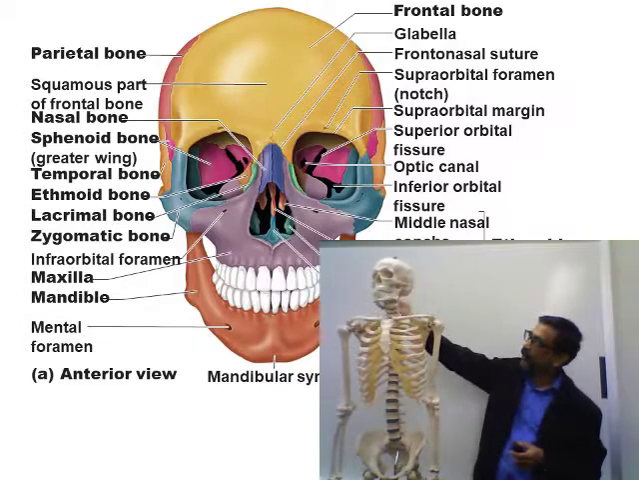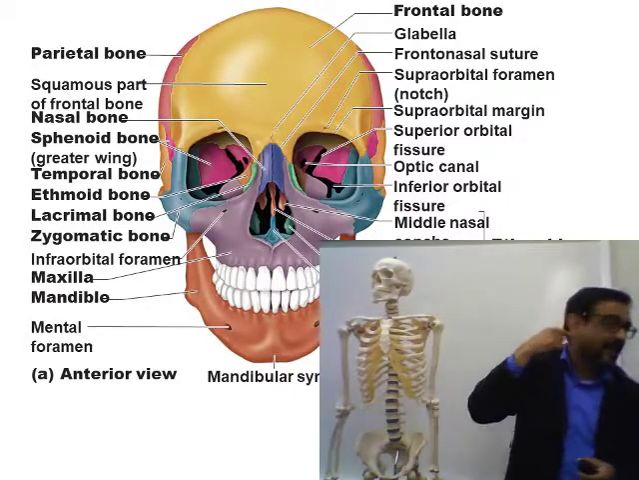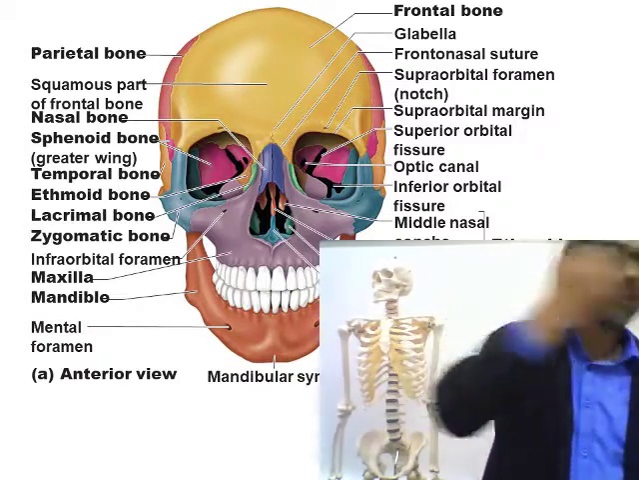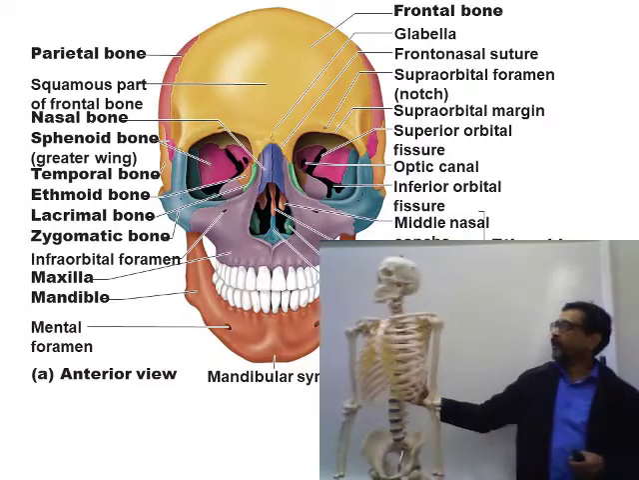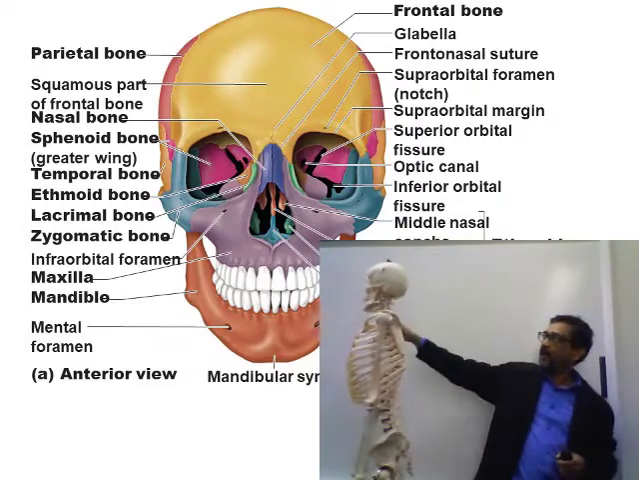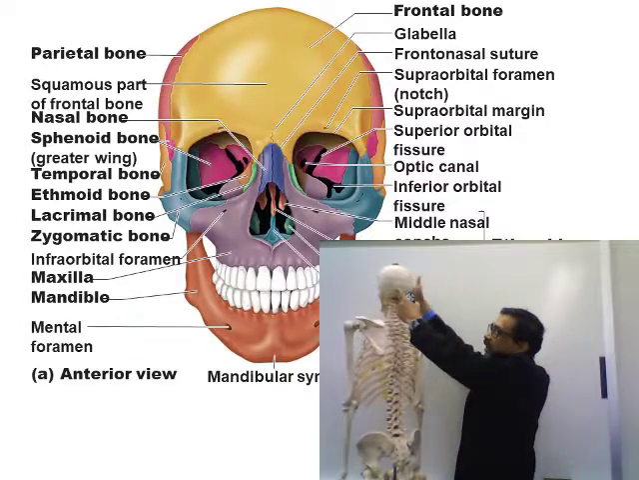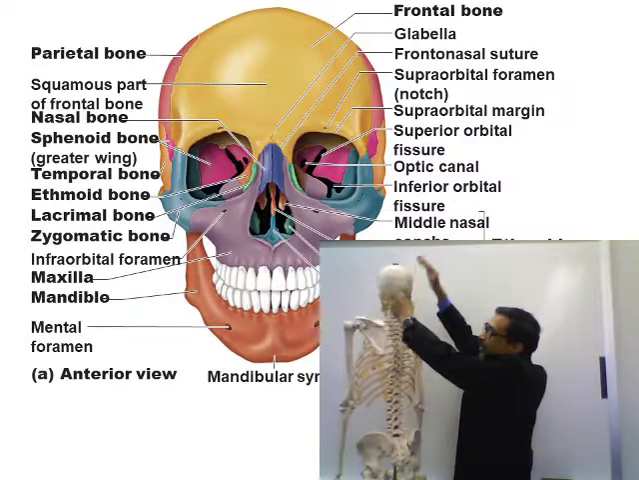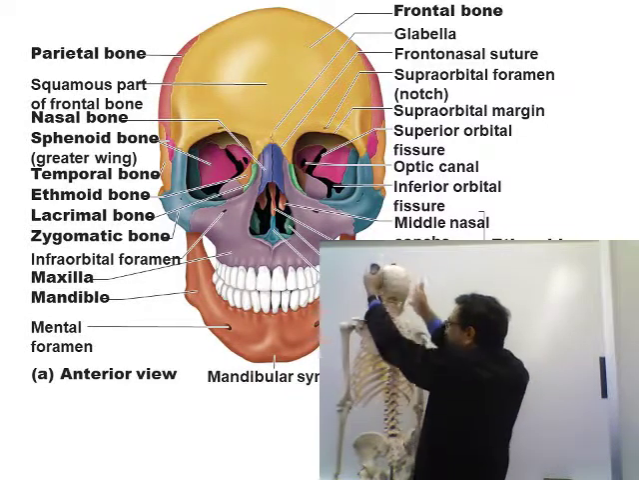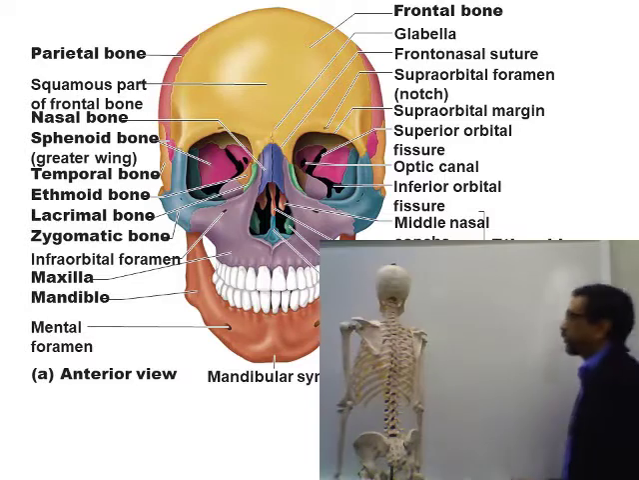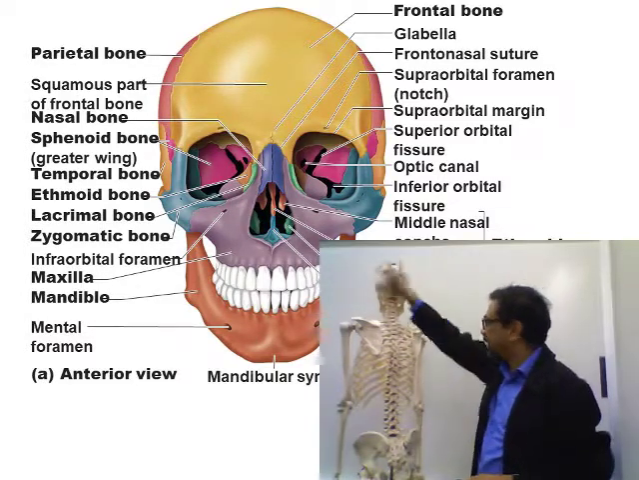So we have 2 temporals below the parietals. Temporals are just around the ear. In the back you have the occipital bone, this one. So frontal is in the front, occipital in the back, parietal upper lateral, and temporal lower lateral. So you got how many? 1, 2, 3, 4, 5, 6.